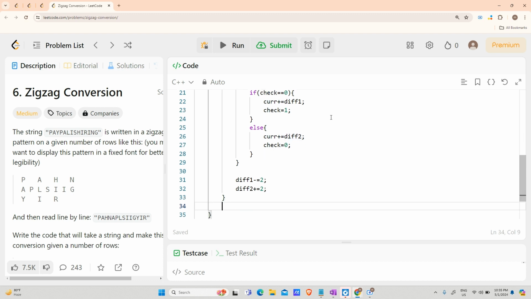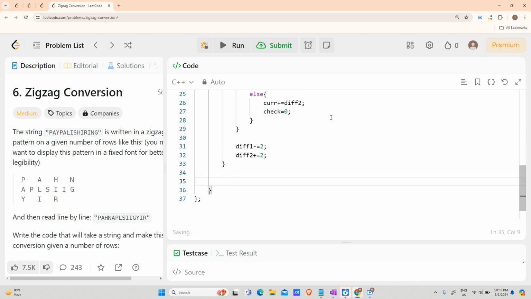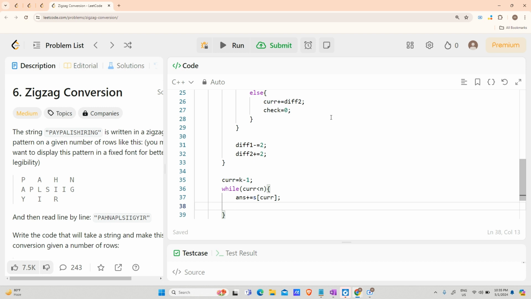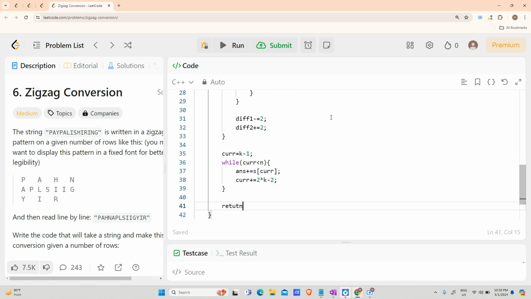Now the job is not done yet because I will have to deal with the last row as well. So I will say for the last row my cur is actually k minus 1. Now while my cur is less than n, right, answer plus equals to s of cur, and my cur actually increments by 2 star k minus 2 each time, right, and I will at last return my answer. Hope the code should run fine.